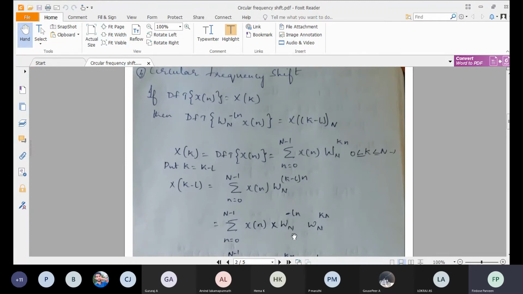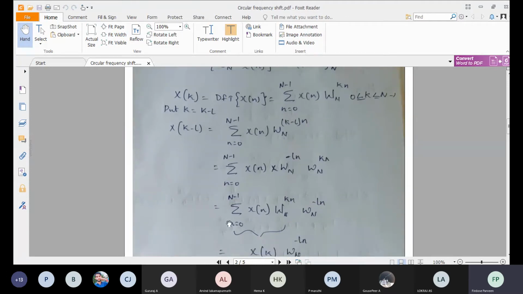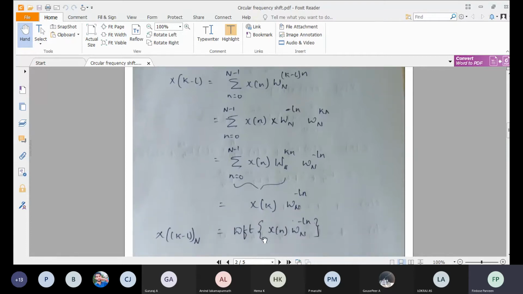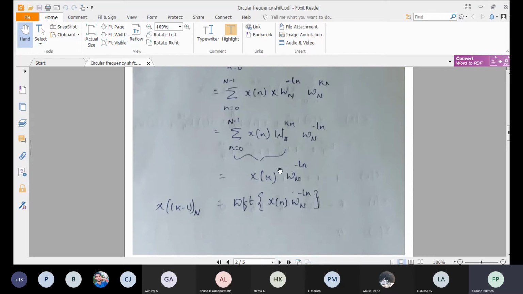So now expand it. When you expand, what you will be getting is summation n is equal to 0 to n minus 1, x of n, Wn to the power of kn into Wn to the power of minus Ln. What is this? This is again nothing but your X of k. What is X of k? It is nothing but DFT of x of n. So X of k minus L circular shifted n, or it is called mod n, is equal to DFT of x of n, Wn to the power of minus Ln. So this is one property, that is frequency shift.